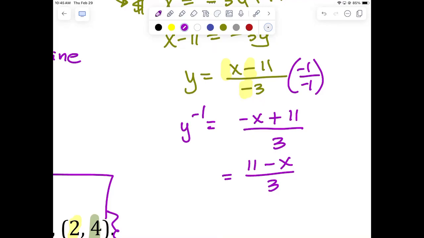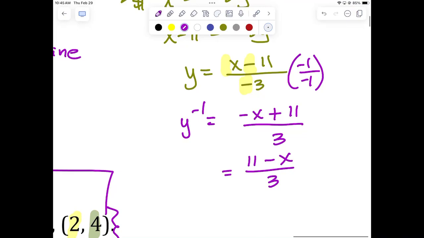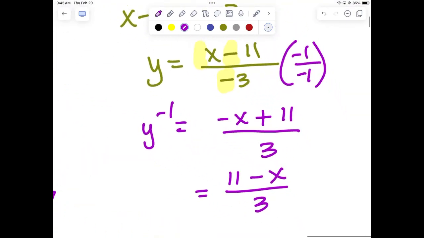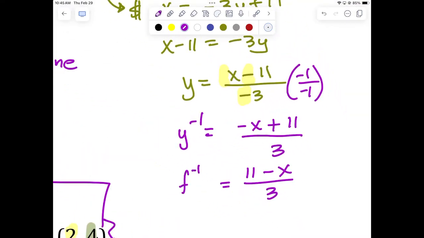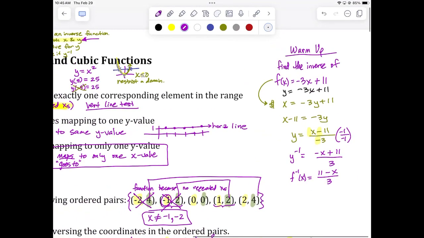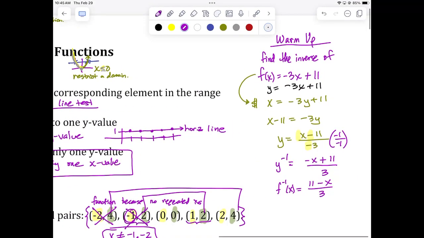I could call it Y inverse if I want. But what's the better name for Y inverse if I started with f of X? Yeah, f of X inverse, or as we read it from left to right, f inverse of X. Más mejor que bueno. F inverse of X. And there you go. You found the inverse of negative 3x plus 11. And we didn't do it intuitively. We did it algebraically. All right, comments or questions on that?